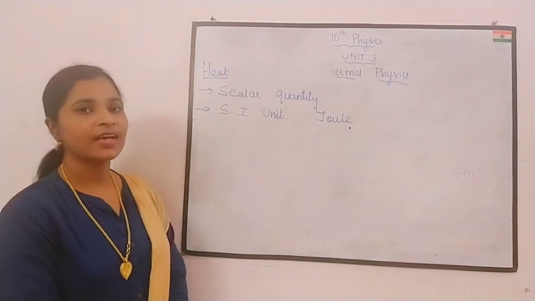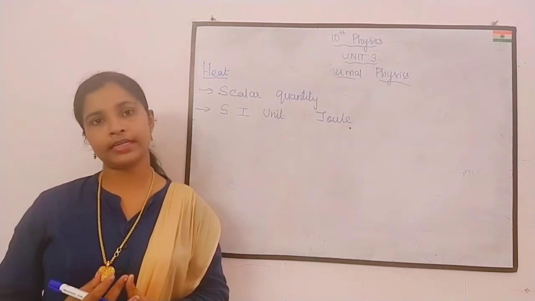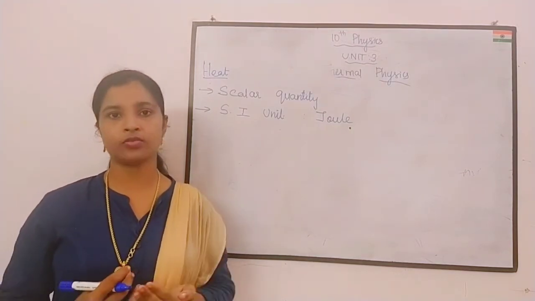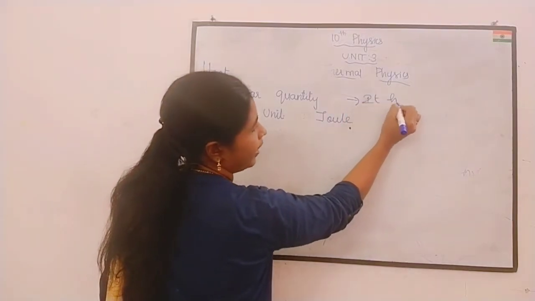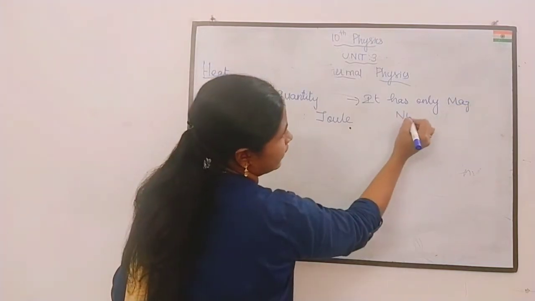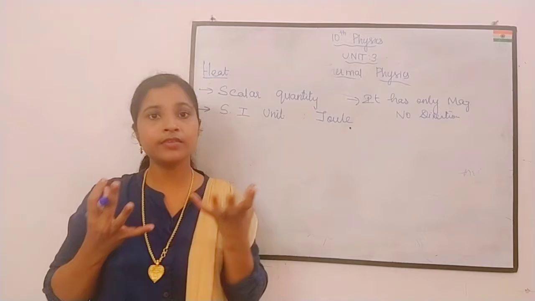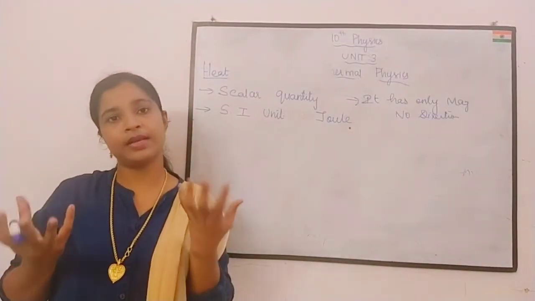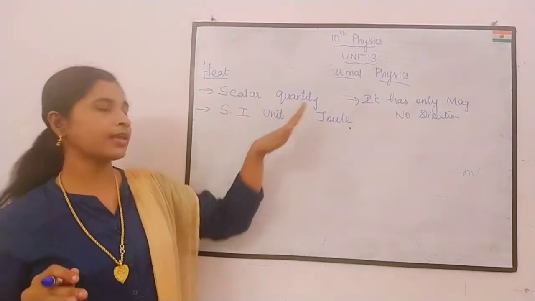The next one is, what is this heat? Is it a scalar or a vector quantity? Yes, heat is a scalar quantity. Why is it a scalar quantity? Because it has only magnitude and no direction. We cannot say any direction for it. We can only measure how much there is, how much temperature. So it has only magnitude and no direction, so it is a scalar quantity.